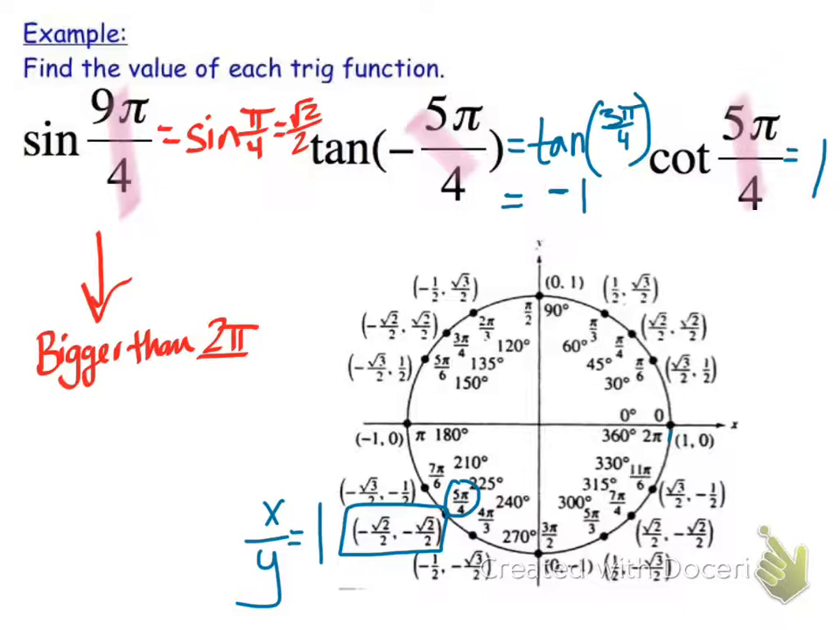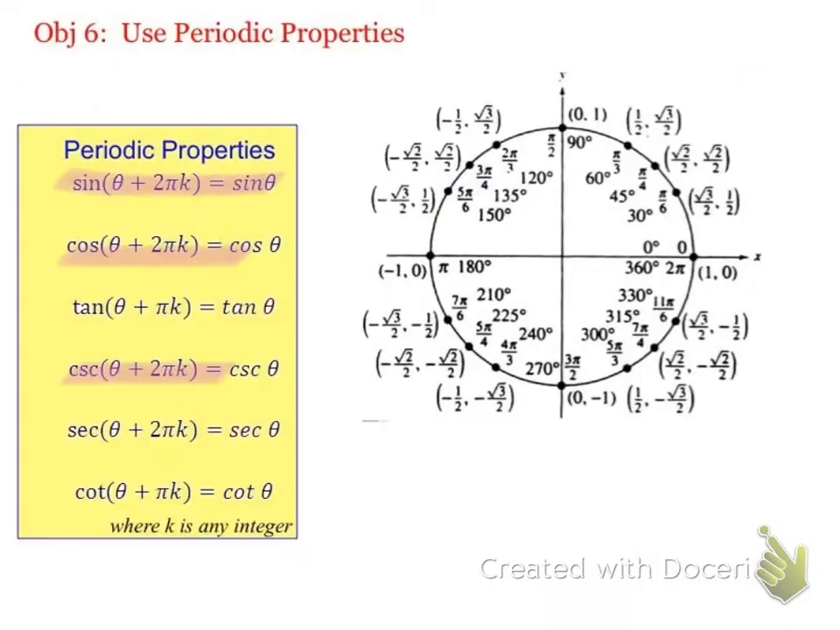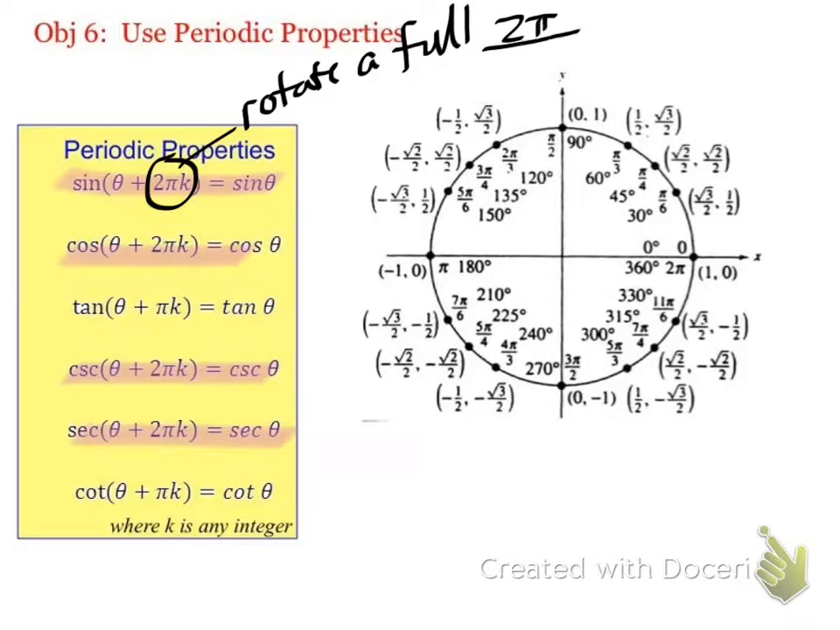Now, how can we do these a little bit quicker rather than finding these angles? Well, here's what you need to know. Periodic properties of the values. Sine, cosine, and of course cosecant and secant are periodic in that they repeat every 2 pi. That should make sense because you rotate a full circle plus the angle theta that you normally would have done. This is how we find coterminal angles. So coterminal angles, of course, have the same sine value.